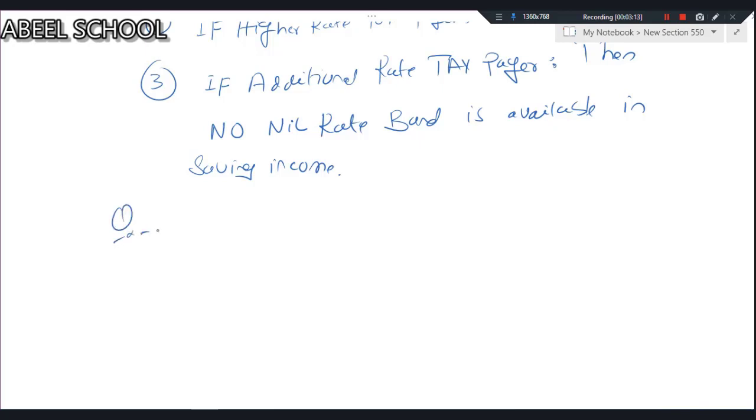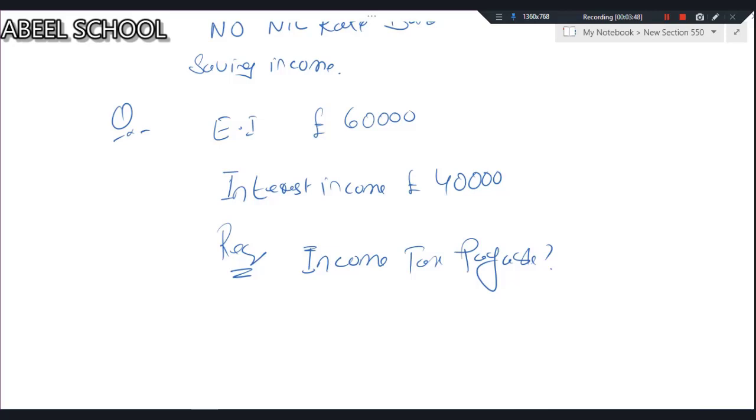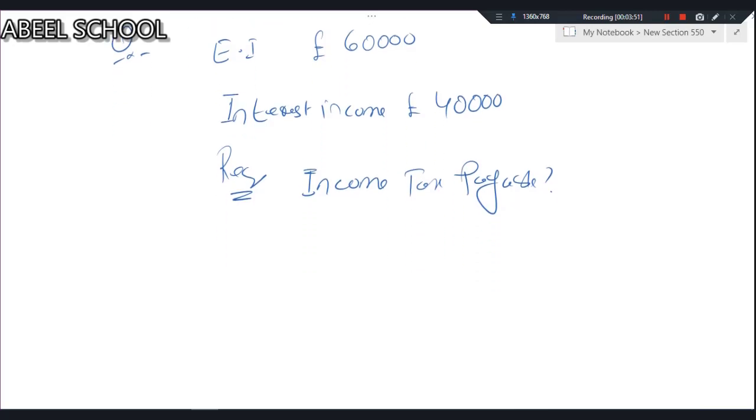Let's take a question. Assume that employment income is 60,000. Interest income, meaning saving income, is, let's say, 40,000. The requirement is to calculate income tax payable. How do we calculate income tax? This is a very important point, because in this question we don't have only non-saving income. We do have saving income also.